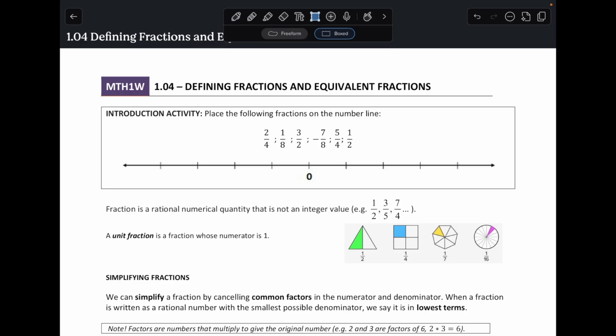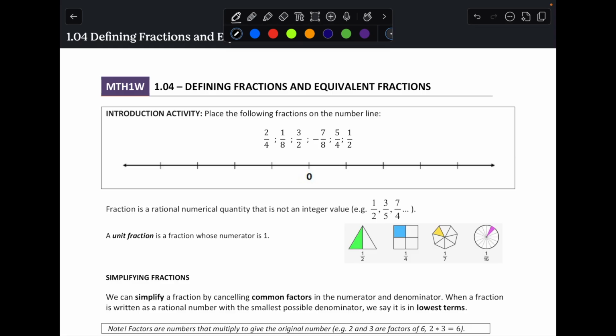Today we're looking at defining fractions and equivalent fractions. So in this first activity, it says to place the following fractions on the number line. Here we have fractions 2 over 4, 1 over 8, 3 over 2, negative 7 over 8, 5 over 4, and 1 over 2.